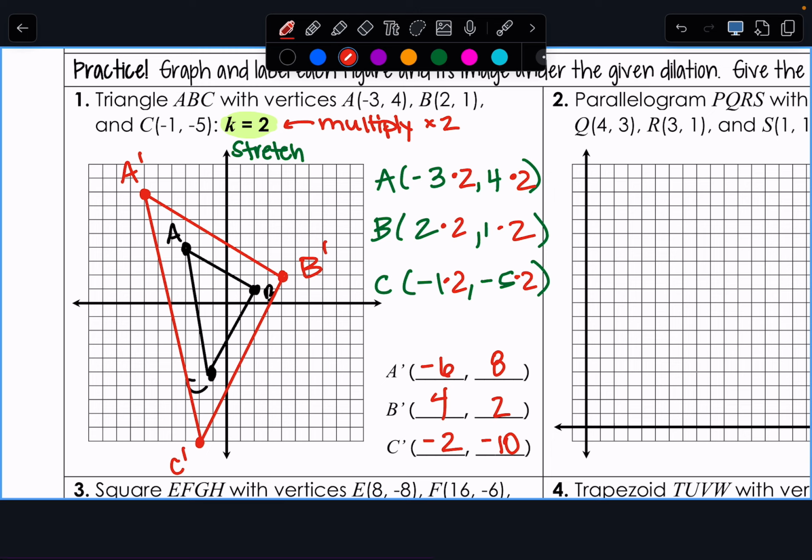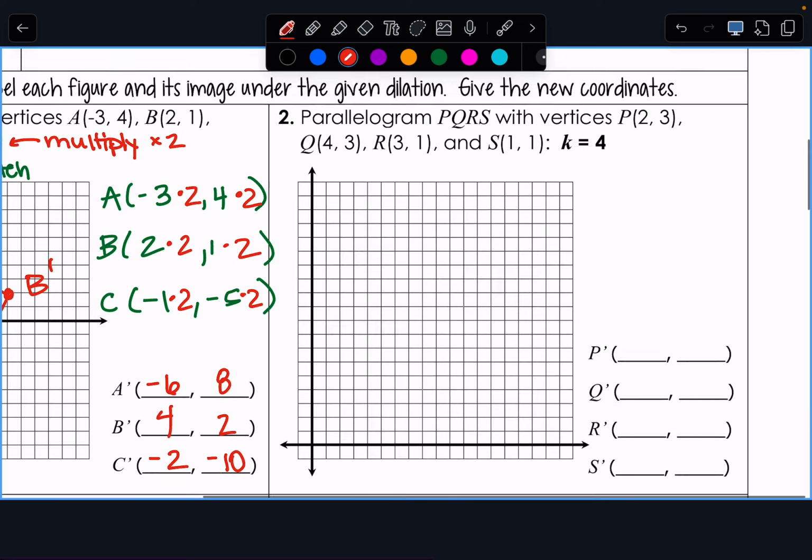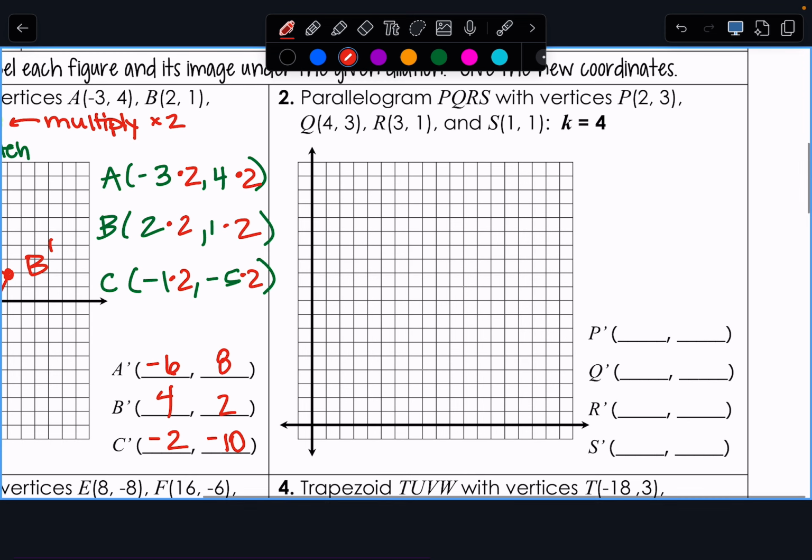Hey, how much bigger is the red triangle on my screen compared to the original triangle? 2 times. It's 2 times the size. That's what we're doing. So, first of all, do you have a question about this one? No. Okay. So in number 2, what is our scale factor?